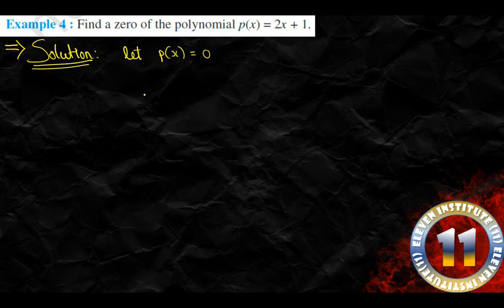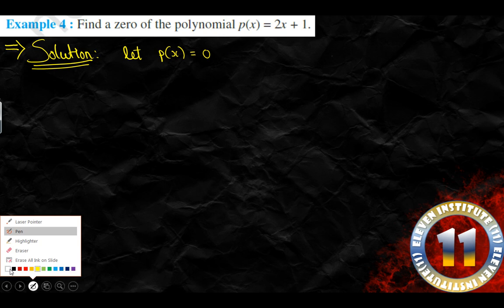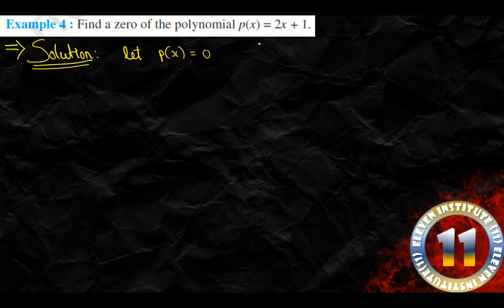Let px is equal to 0. Now let us substitute the value of px over here. So instead of px we can write 2x plus 1.